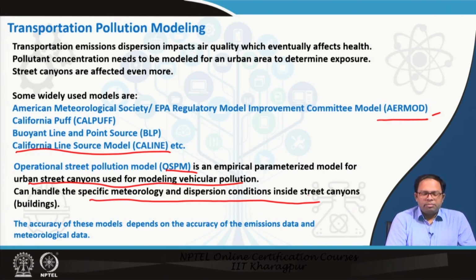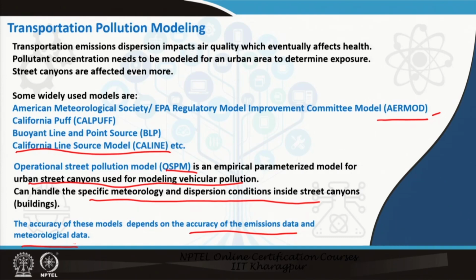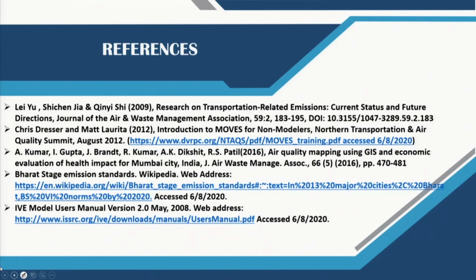So accuracy of these models depends on accuracy of the emission data and meteorological data. So we require a huge amount of meteorological data to support this kind of models. So there are usually some pre-processors where we generate this meteorological data based on some inputs, and then those data are also used as basic input for this kind of models. So these are the different kinds of transportation pollution modeling software. These are used in conjunction with emission estimates, and we can finally determine the pollutant concentration as well. So these are some of the references.